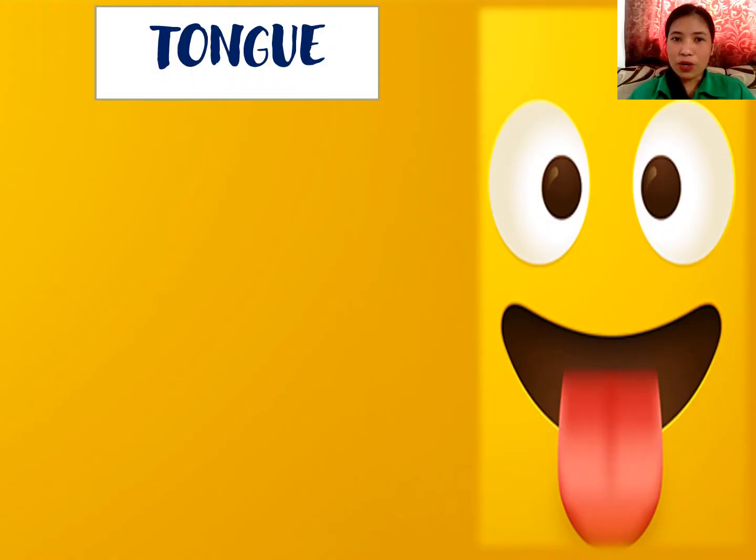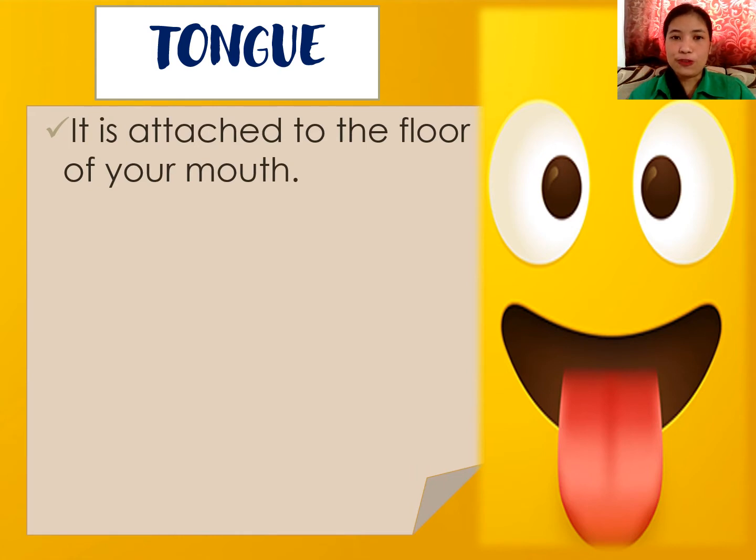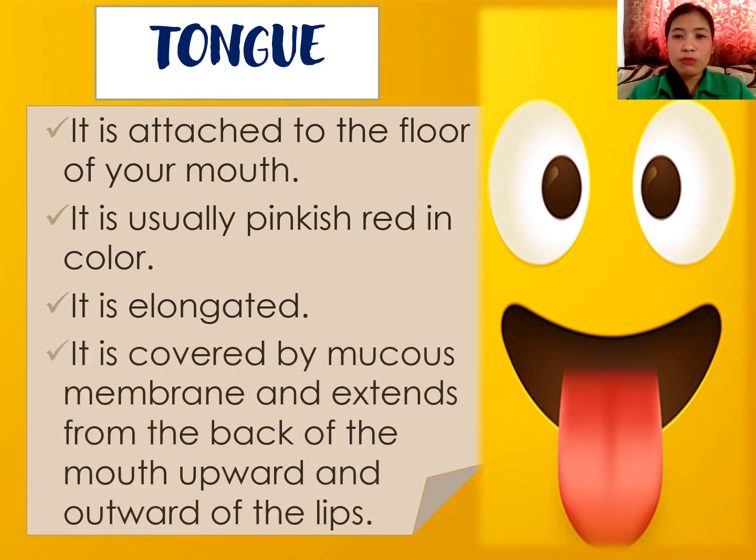How do we describe our tongue? The tongue is attached to the floor of the mouth. How about its color? It is usually pinkish red, and our tongue is said to be elongated. When we say elongated, it is long, and it is covered by mucous membrane and extends from the back of the mouth upward and outward of the lips.